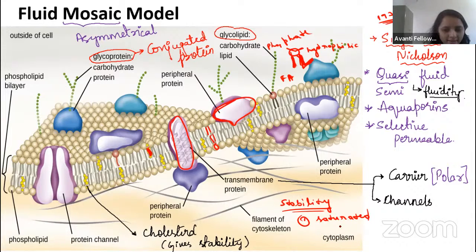So based on the saturation and the unsaturation, the stability will depend. If it is more saturated, stability will decrease. If it is more unsaturated, stability will increase. Remember, guys. Then the second thing is cholesterol. Cholesterol helps in stability, because it will hold the tails of the fatty acids, and it helps in stability. Remember that also, guys.